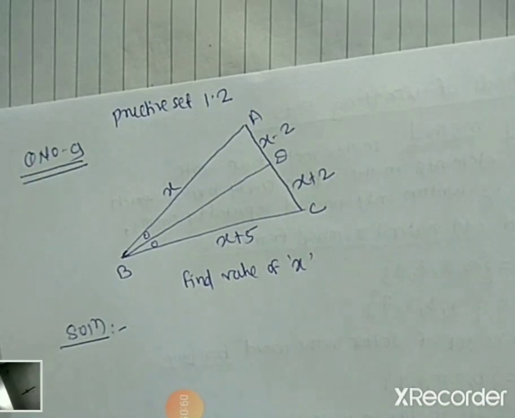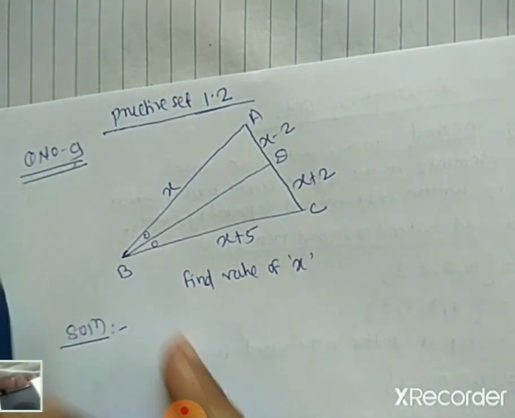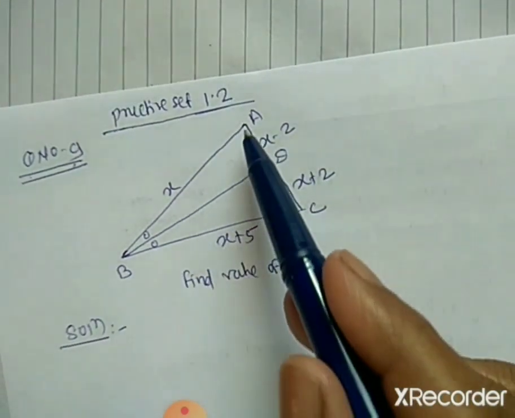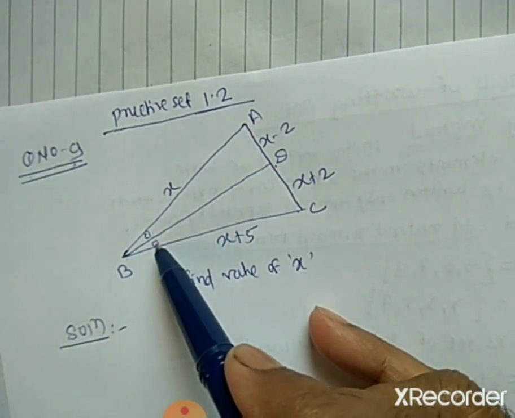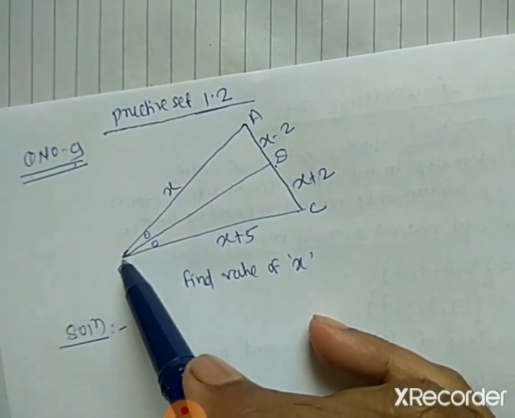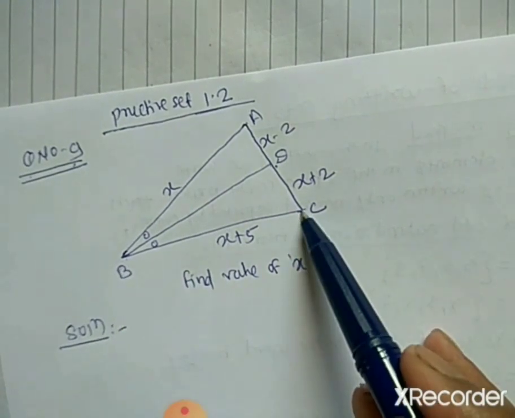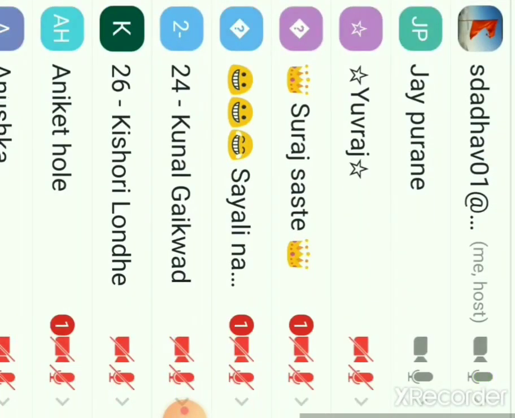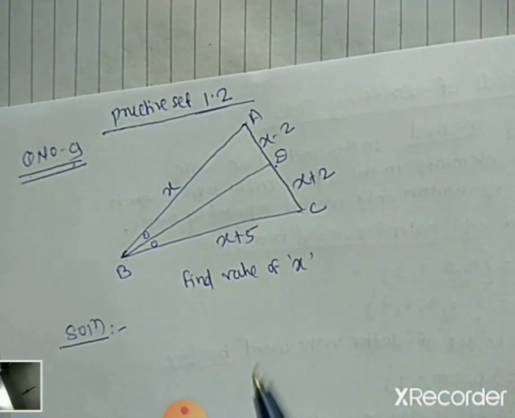Now here, practice set 1.2, question number 9, geometry. Here they have given us a figure. In this figure, in triangle ABC, BD is an angle bisector, and the values are BA is x, AD is x minus 2, DC is x plus 2 and BC is x plus 5, and from this we have to find out the value of x.